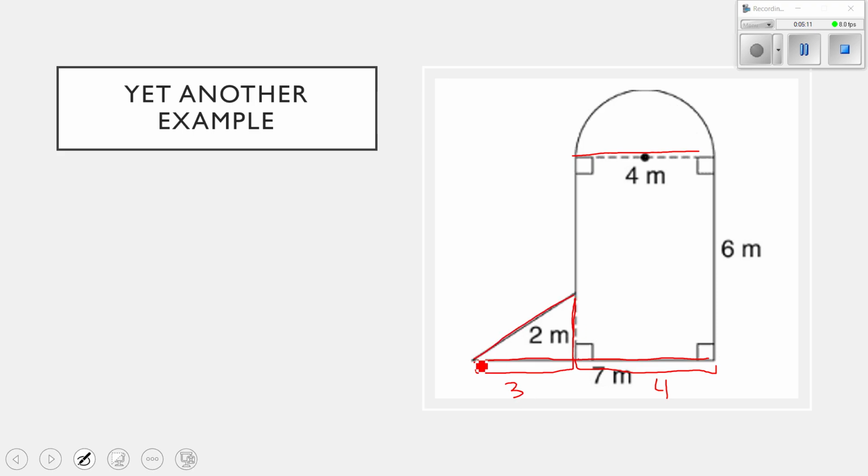So I have a triangle. The area of the triangle is equal to base times height divided by 2, so that would equal 3. Go ahead and put the 3 in there. I have the rectangle, which is going to equal base times height. So 4 times 6, which is 24.